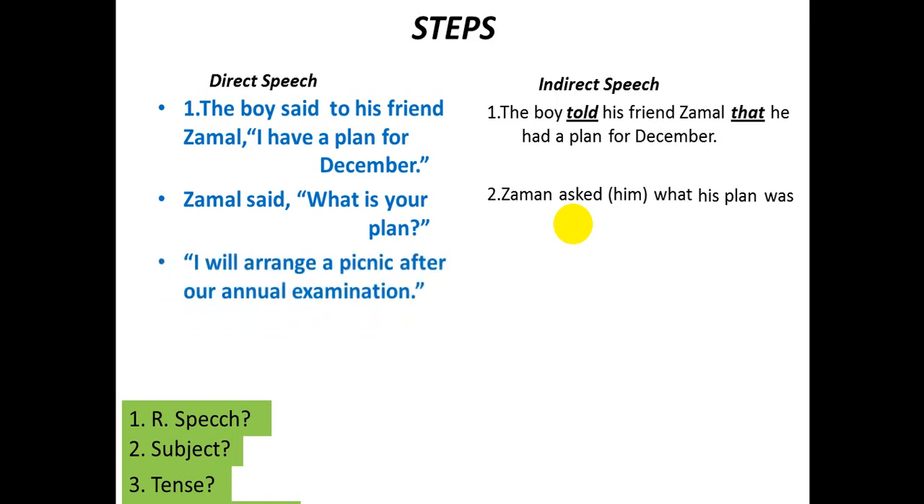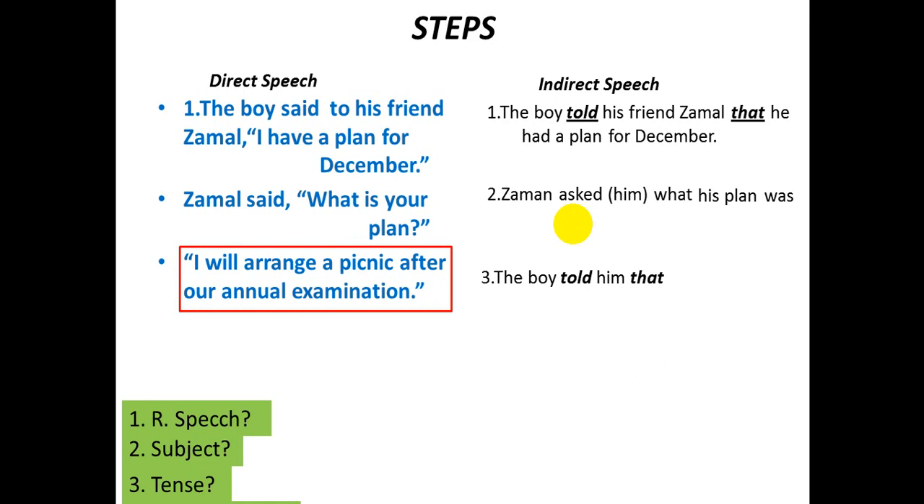Next sentence: I will arrange a picnic after our annual examination. If we consider the context, it will be clear that this one is told by the boy. Okay, so look at the reported speech. This is an assertive sentence, and accordingly the reporting verb and inverted comma will be changed in this way: The boy told him that. Now look at the subject I. Of course it will be replaced by the subject of the reporting verb, so it is he here.